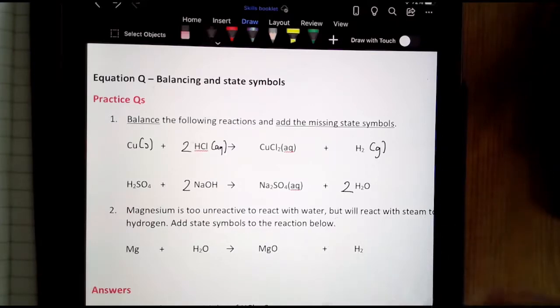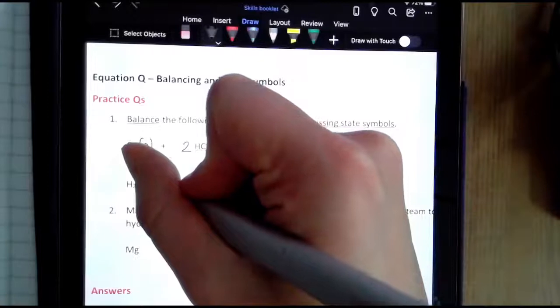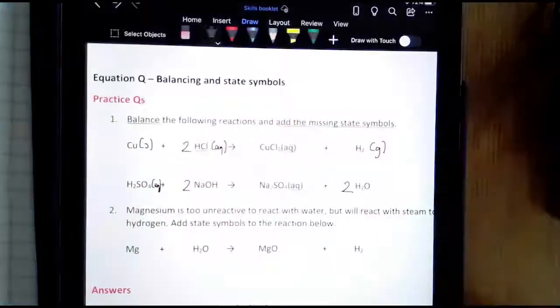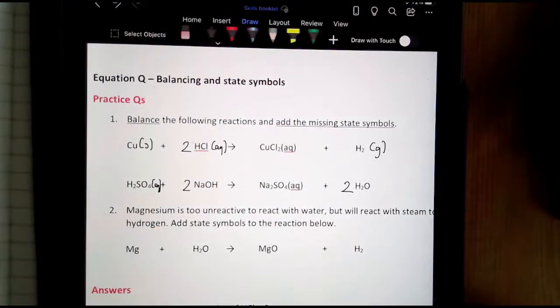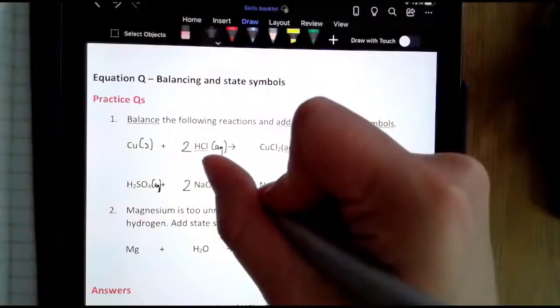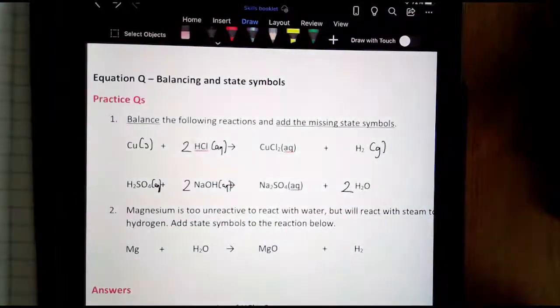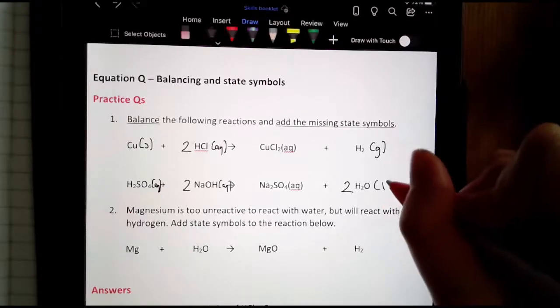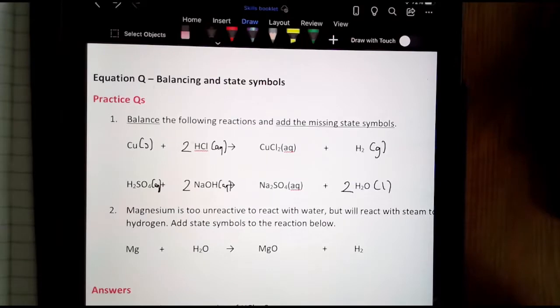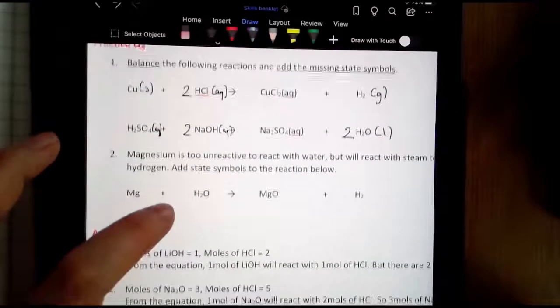For your state symbols, you're expected to know that sulfuric acid is an acid. That's the symbol for it, H2SO4. So it's going to be aqueous. Sodium hydroxide, you are expected to recognize sodium hydroxide as being an alkali, so you should know it's aqueous. And then water at the end, state symbol of L. It's not AQ. AQ is only if you dissolve something in water. When you've just got water by itself, the state symbol will be L.